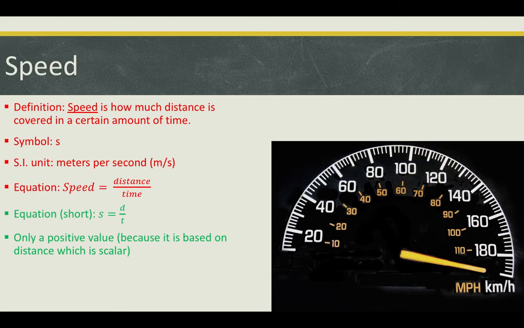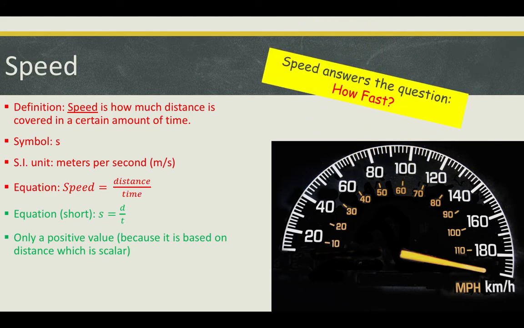Keep in mind that speed will always be a positive value because it's based on distance, which is a scalar. A scalar is a new word, so we'll talk about that in just a moment. But keep in mind that speed is based on distance, and since, as you remember, distance is always positive, then speed must also always be positive. However, when we're dealing with speed, speed only answers the question of how fast. Speed doesn't tell us anything about the direction moved.